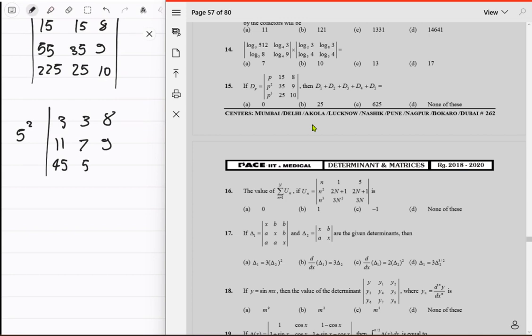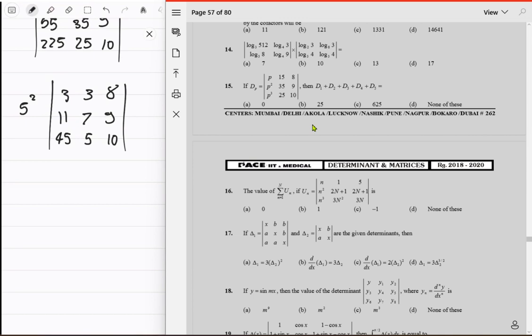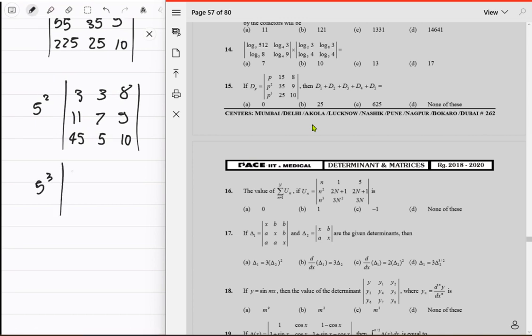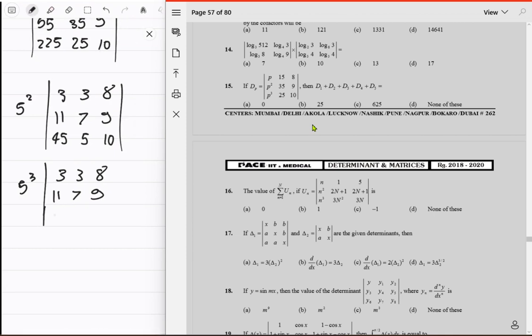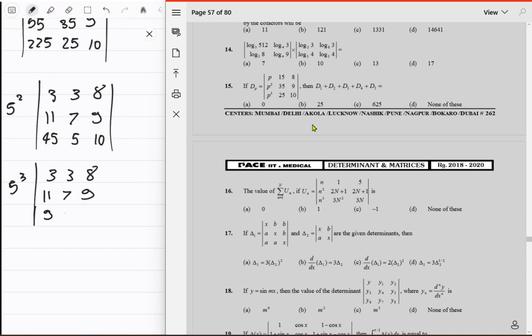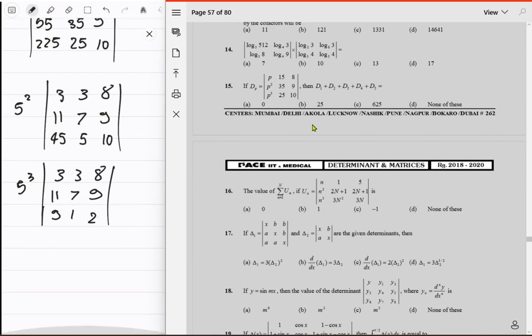Then this is just 5. This is 10 even now. Take that 5 out, just 5 cubed. 5 cubed times this thing 3, 3, 8, 11, 7, 9. Yeah, this is much more manageable, right? Exactly. It's 9, 1, 2. Of course. So now we can start doing some stuff. Okay, cool. Which of this is the smallest one? I think this one, right? 3, 7, 1. So start subtracting from that.